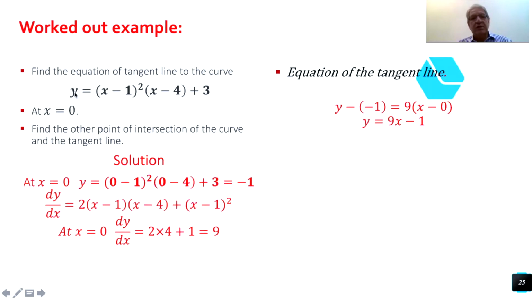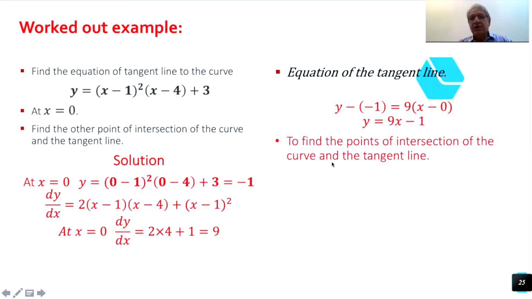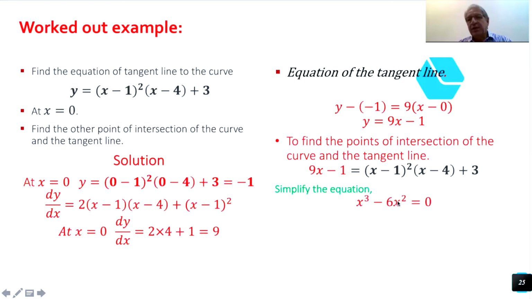Since the y coordinates of the two points are the same, you put this equal to this. Therefore, to find the point of intersection of the curve and the tangent line, just put this equal to this. Now we have this equation. Now you have to simplify this, square this and multiply by this and that 3. Therefore, you are going to get this.